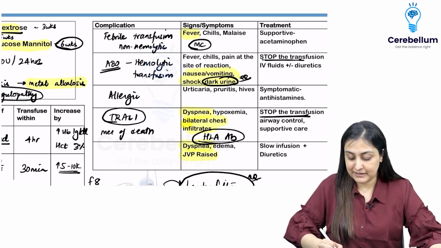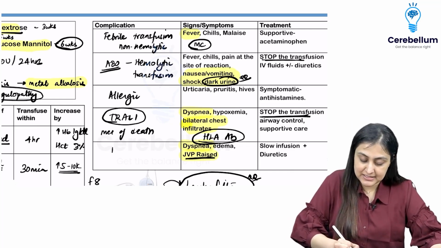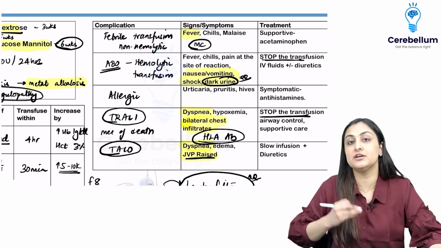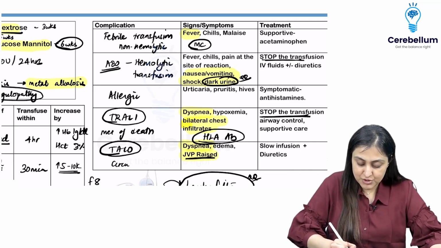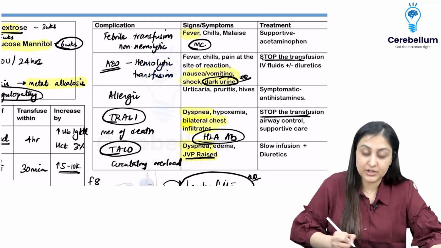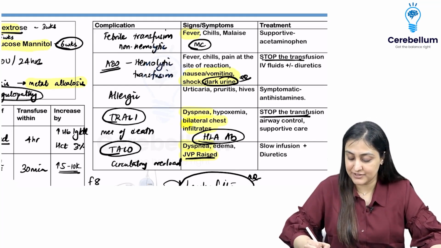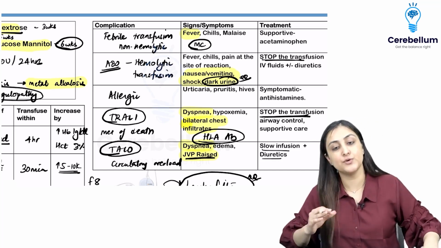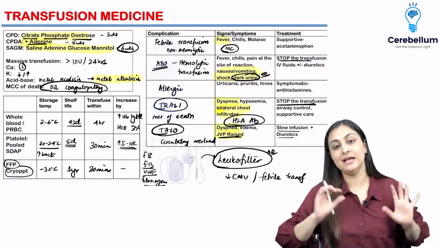Alright, apart from that, if they give you JVP is raised, it is TACO. TACO is transfusion associated circulatory overload. Because of the transfusion, there is circulatory overload, and here the management would be slow the infusion, pump some diuretics to manage the fluid overload. So this is very, very important.